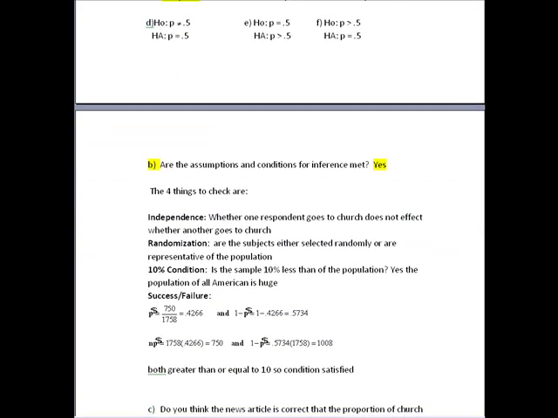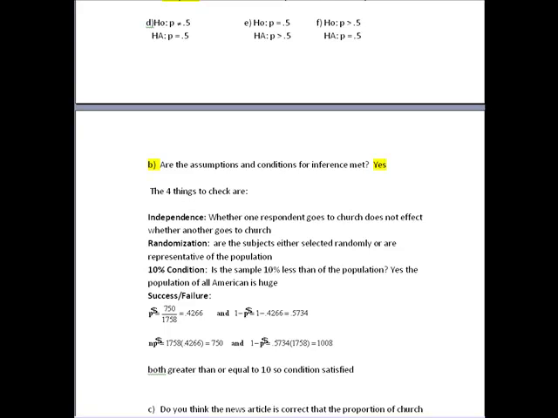Second question: are all assumptions and conditions met so that we can conduct this test of inference? And the answer is yes. The things you need to check are four. Independence: whether one person goes to church or not, does that impact another? No. Are the subjects selected randomly? Yes. Does the sample consist of less than 10% of the population? Yes, the population of all Americans is huge.